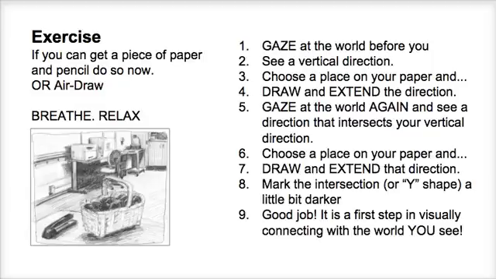Just draw that direction. And then gaze at the world again and see a direction that intersects that vertical and place it somewhere on your paper where it seems appropriate and draw and extend that direction. Maybe then take the intersection where the 2 come together and just make that intersecting place a little bit darker. Okay, good job. It's a first step in visually connecting with the world you see.